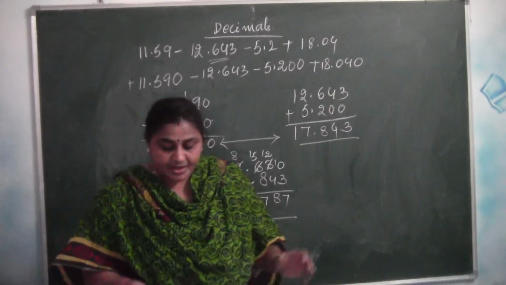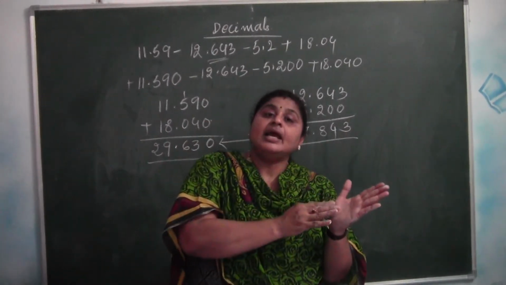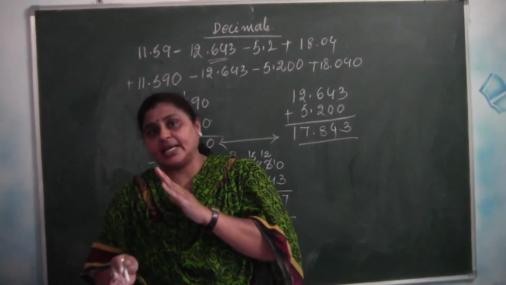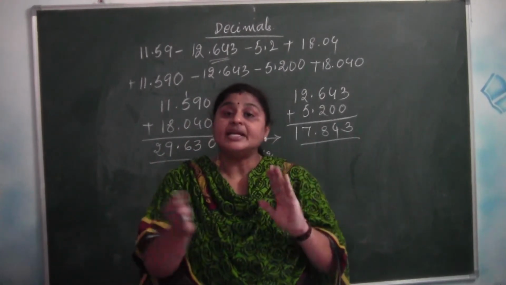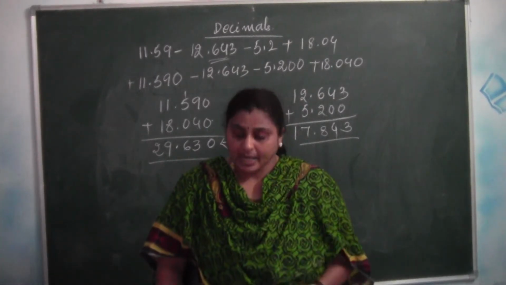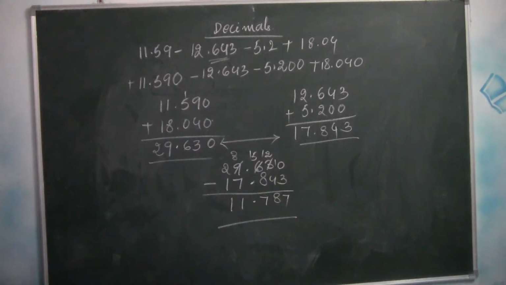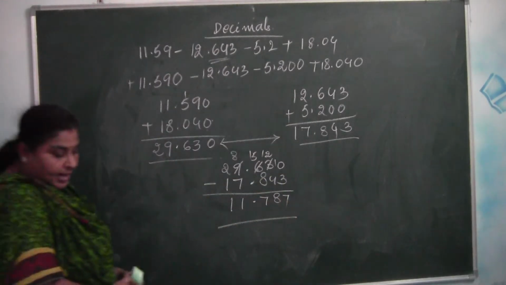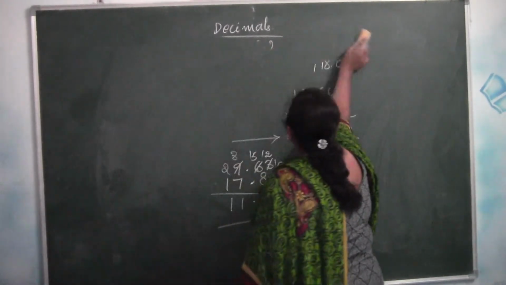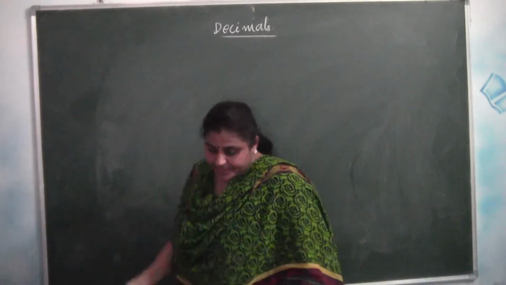Simple formula, children. You add all the decimals that have a plus sign, and you add all the decimals that have a minus sign, and then you subtract these two decimal numbers. Then you get your final answer. Got it? Now let us take another problem. Let us solve the second question. Another example, from your textbook itself, I am dealing, children.